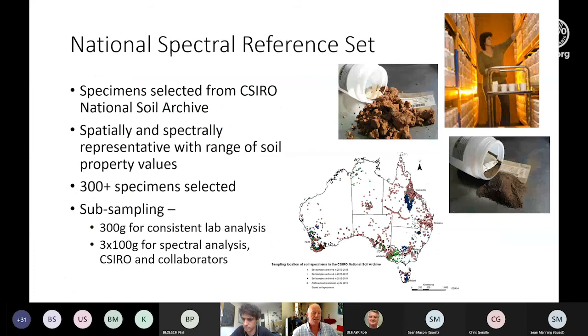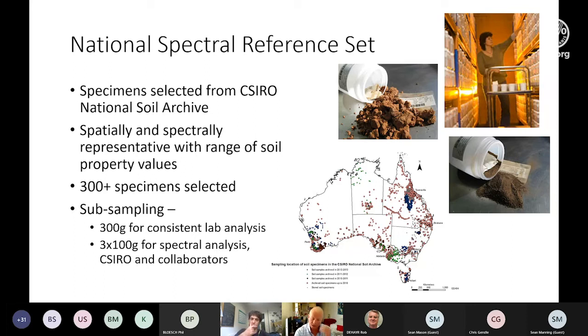So the start of that is to have pulled a national reference set out of the CSIRO National Soil Archive. We currently hold about 70,000 specimens in that archive. We've gone through those now and looked for a spatially and spectrally diverse set of soils which represent across the country, and also that have a range of soil properties, a range within the properties that we're looking at. We've picked about 300 specimens as a minimum set that can maybe represent Australian soils, and we're currently subsampling those so that we can get consistent analytical work done on them.